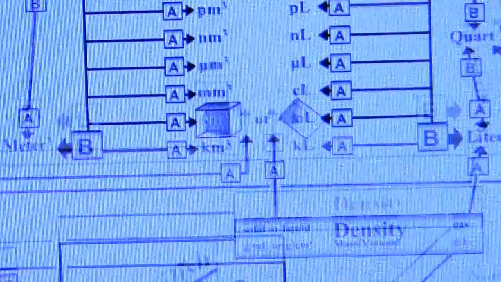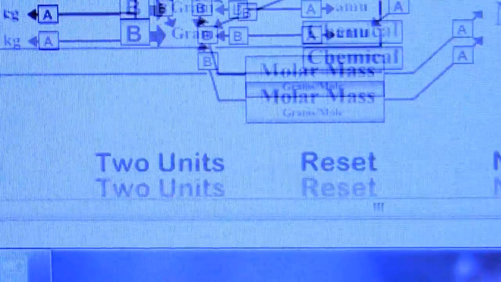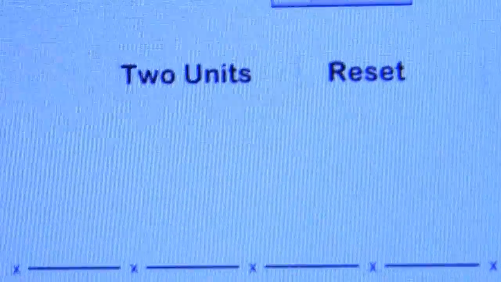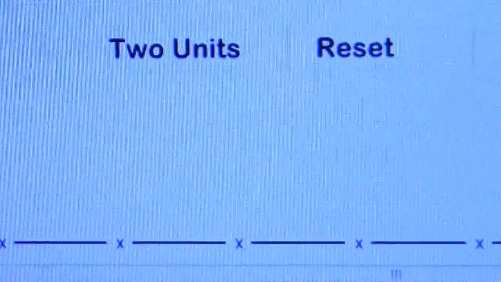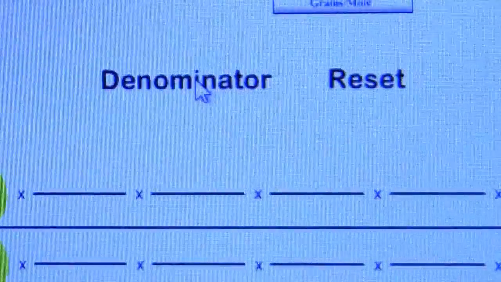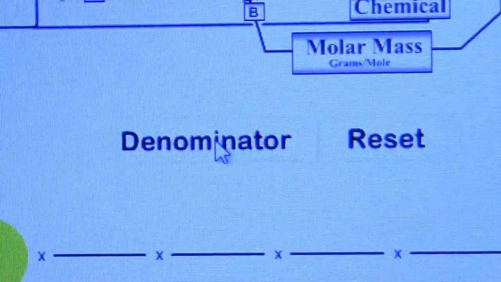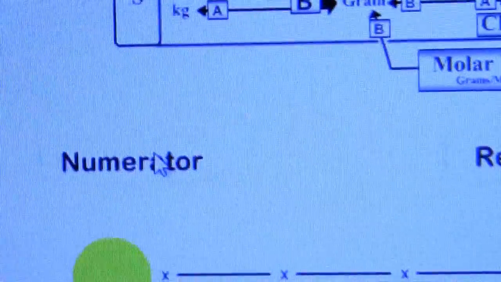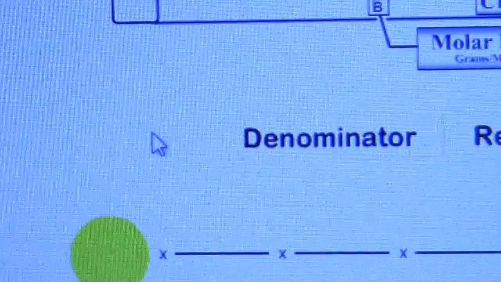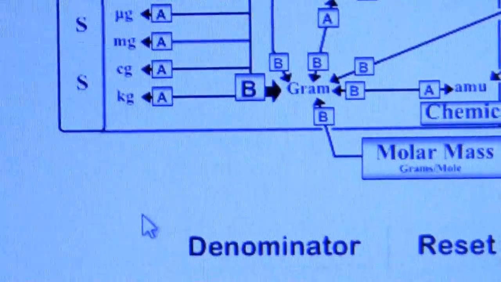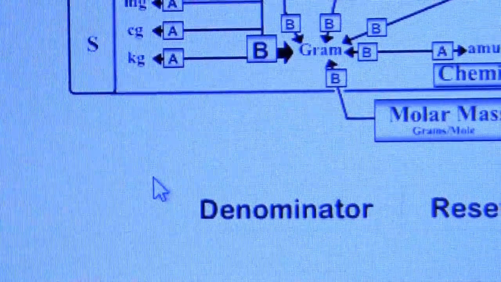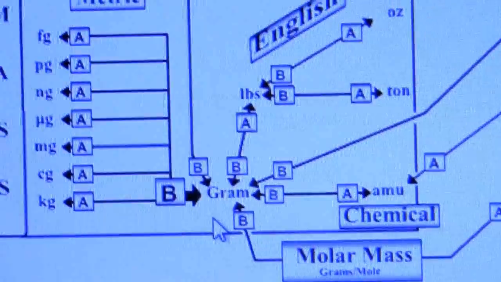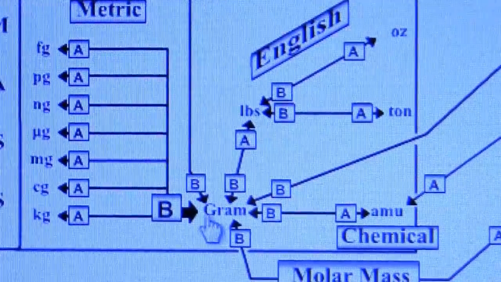So the first thing we need to do is say, I'm working with a 2-unit problem because we're having to convert both the grams and the milliliters. You'll notice it says denominator, numerator. First we're going to work with the numerator. Density is mass over volume, so first we're going to work with the mass part of it, and we started with grams.